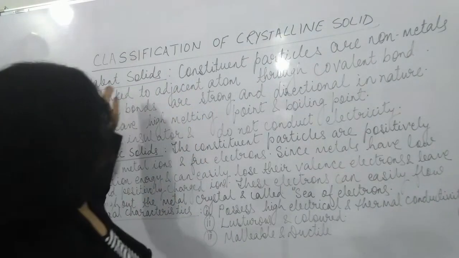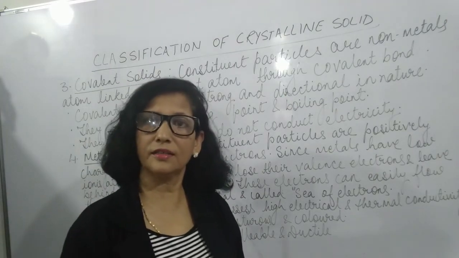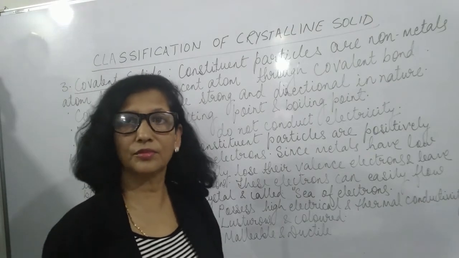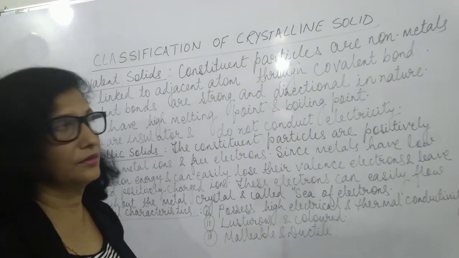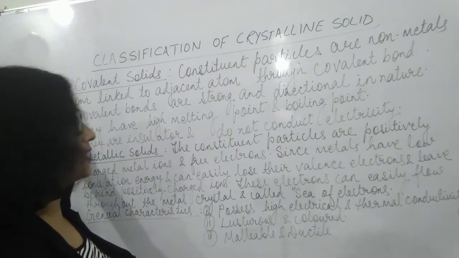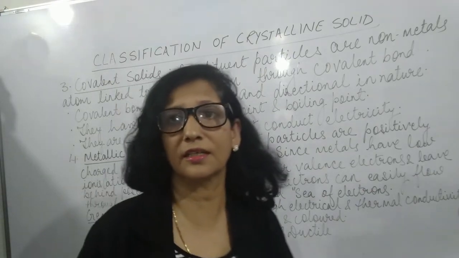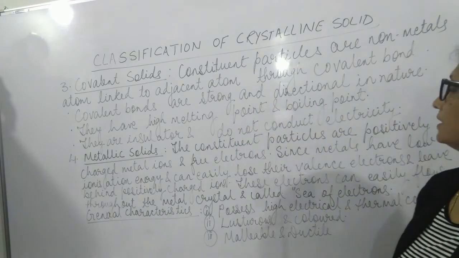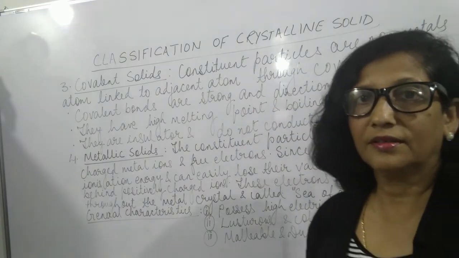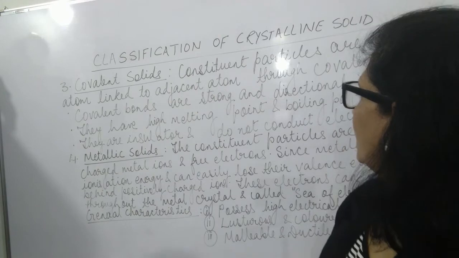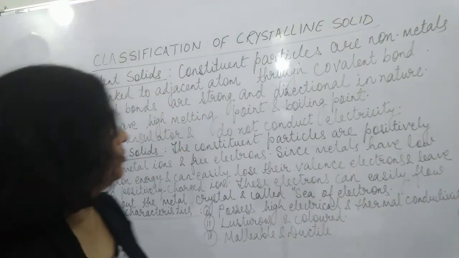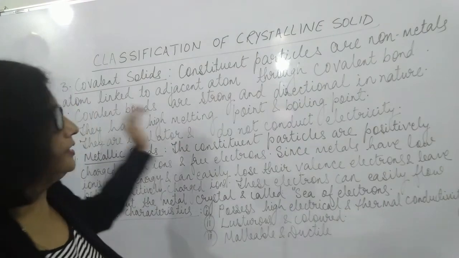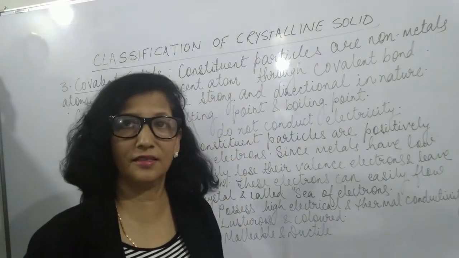In covalent solids, the constituent particles are non-metal atoms linked to the adjacent atom through covalent bonds. As per general characteristics of the covalent solids, covalent bonds are strong and directional in nature. They have high melting point and boiling point. They are insulators and do not conduct electricity.